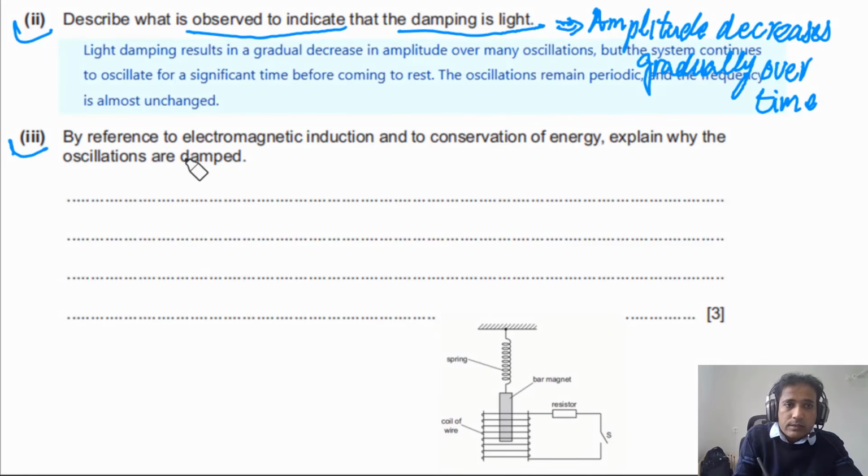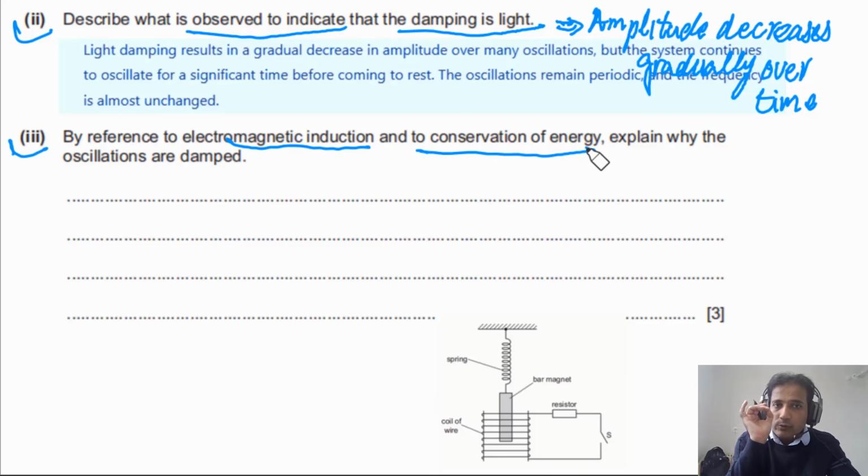The third question says, by reference to electromagnetic induction and to conservation of energy, meaning you have to use the concepts of conservation of energy and electromagnetic induction in your answer, explain why the oscillations are damped in this case. This question can also be explained using the concept of forces, but they have specified you have to use conservation of energy. So in this case, as the magnet is moving up and down, there is a change in flux.